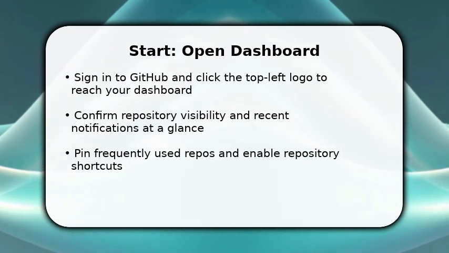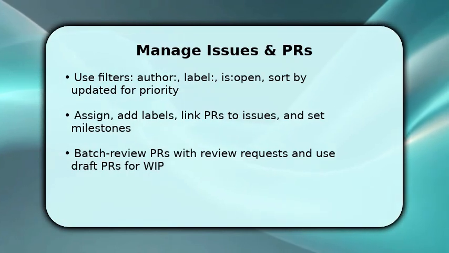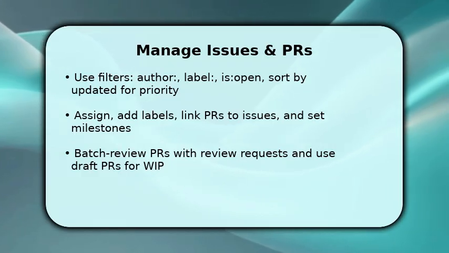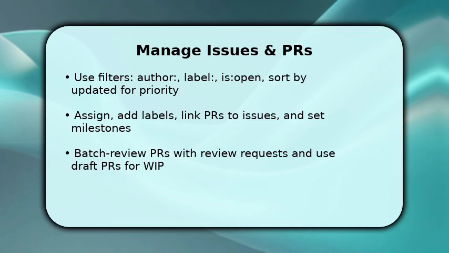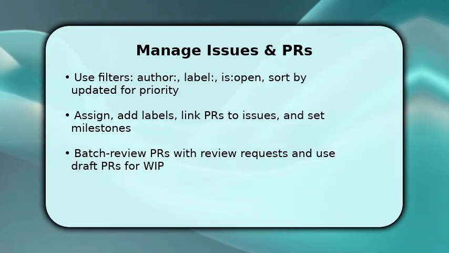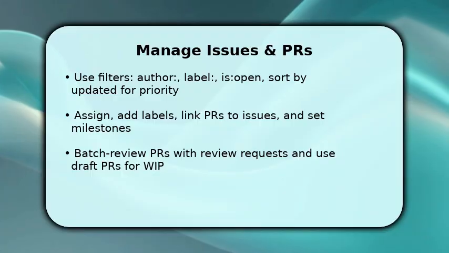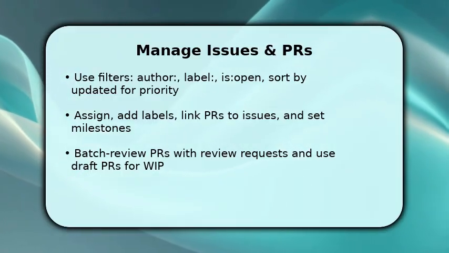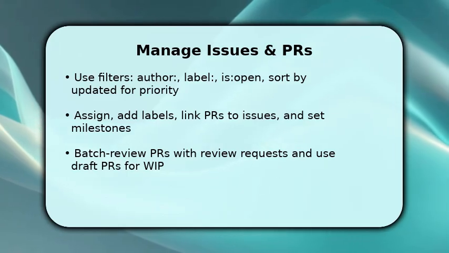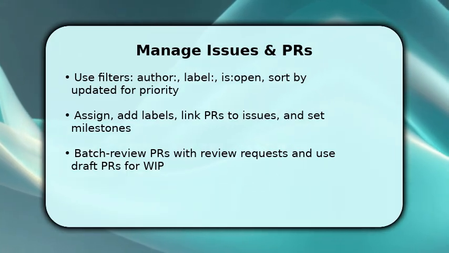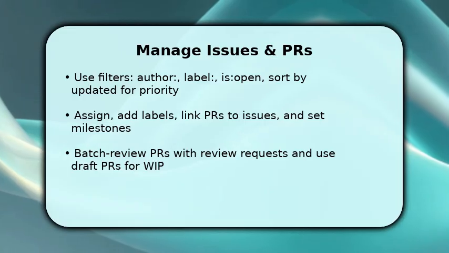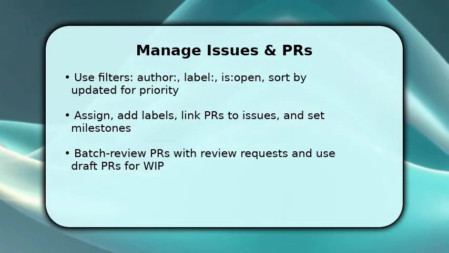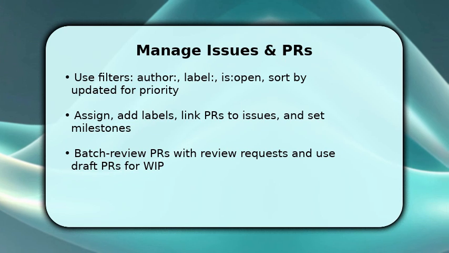Once done with the dashboard overview, dive into issues and pull requests. You apply filters like author and label to narrow results, then triage by priority using the sort options. Assign owners, add clear labels, and connect PRs to the related issues so context travels with the work. For complex changes, request reviews and mark drafts to prevent premature merges. Make sure to set milestones for release grouping. This keeps scope clear and reduces last-minute surprises as you move toward completion.